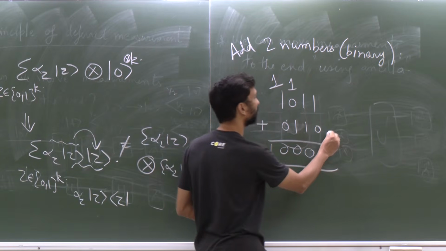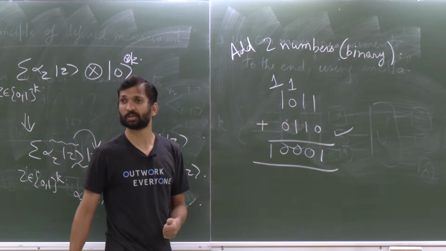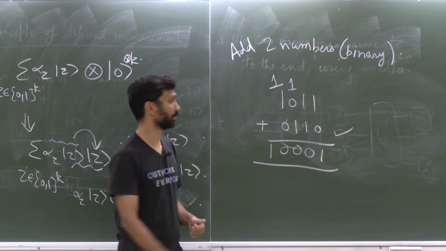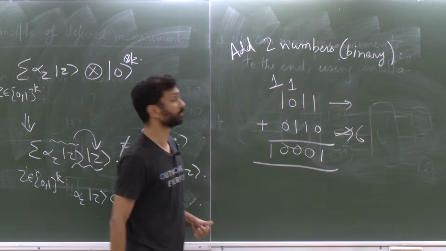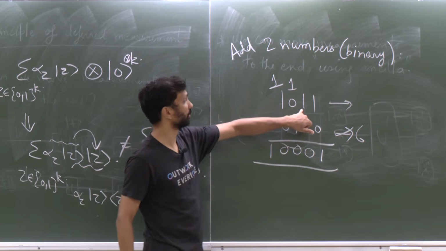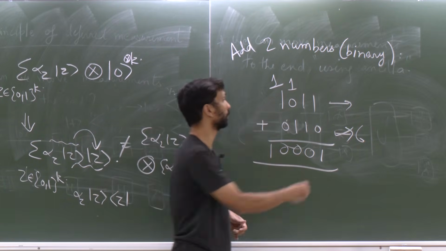Okay, if you want to verify, what is this number? What is this number? 8, 2, 1.